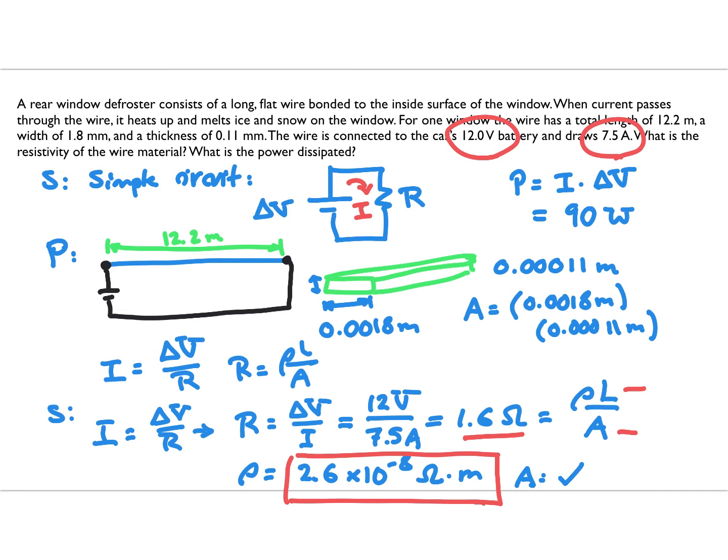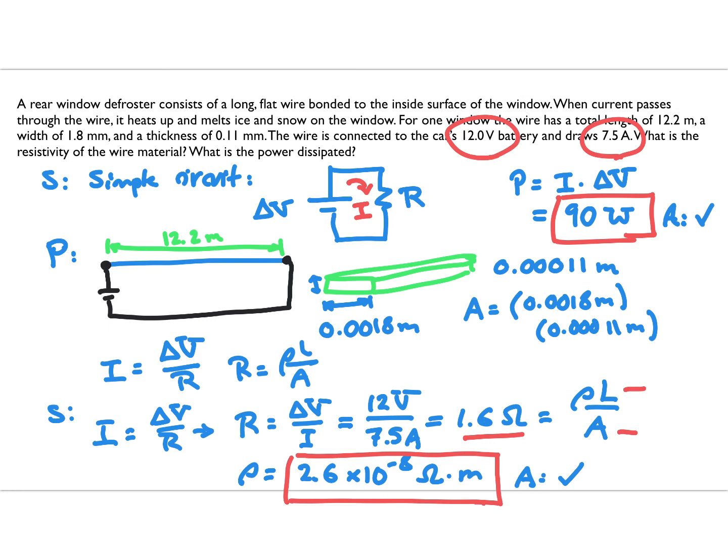Here's my assessment. 90 watts is noticeable. It's comparable to the electric blanket problem we saw in class, which was 82 watts. But you're not going to see your windshield glowing red or something like that. It's enough to warm it up and enough to defrost it, but not enough to get scary warm and then turn off after a certain point. So my assessment is that this number strikes me as quite reasonable.